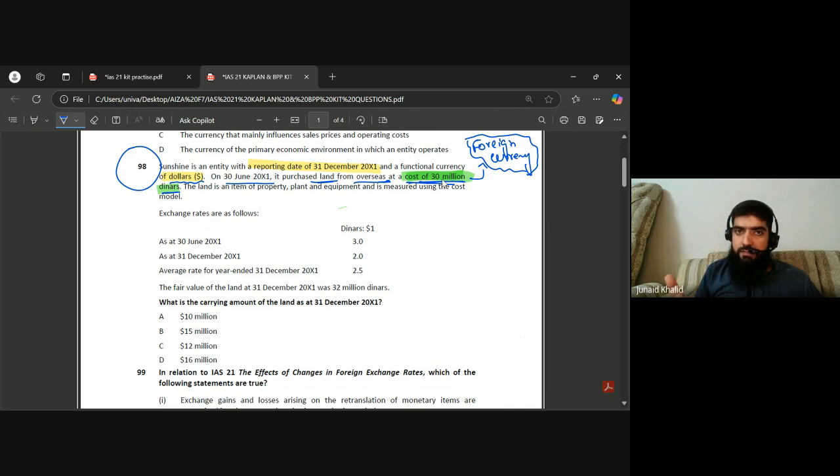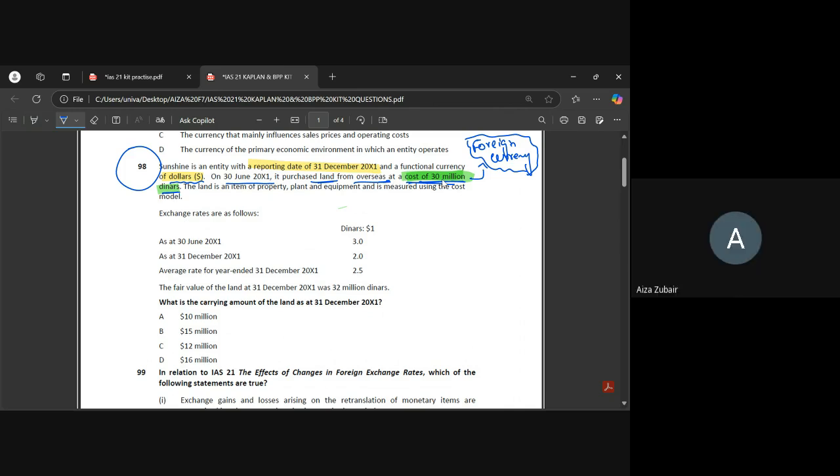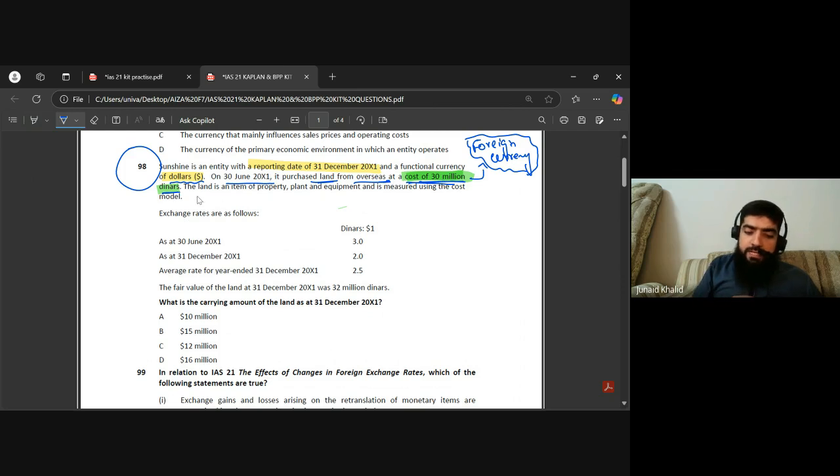What I told you is that we are going to have a transaction in the foreign currency, but obviously we need to record it in the functional currency. Nice, very good. The land is an item of property, plant, and equipment and is measured using the cost model. Perfect. It means we are using the cost model as per IAS 16.